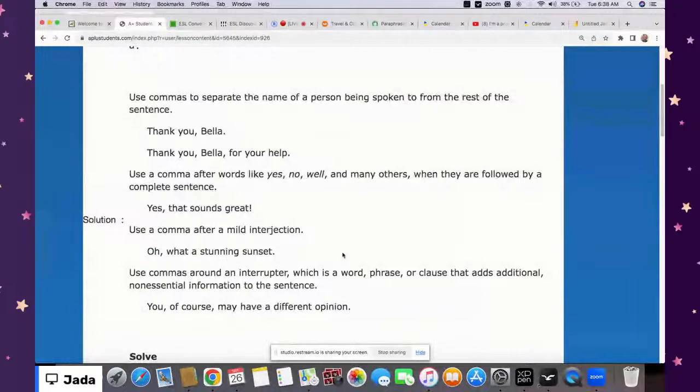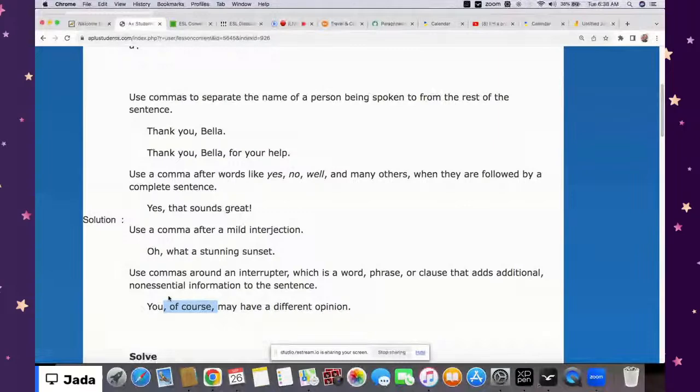You, of course, may have a different opinion. So when you're using "of course," you put a comma. You can also use "between." Maybe when using "between," you put a comma because they are interrupters. Okay?